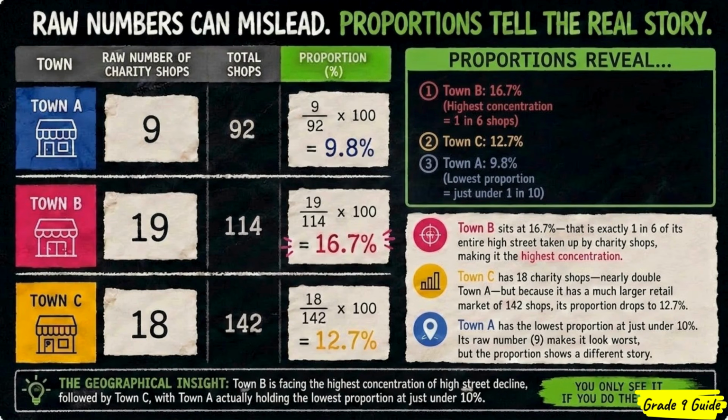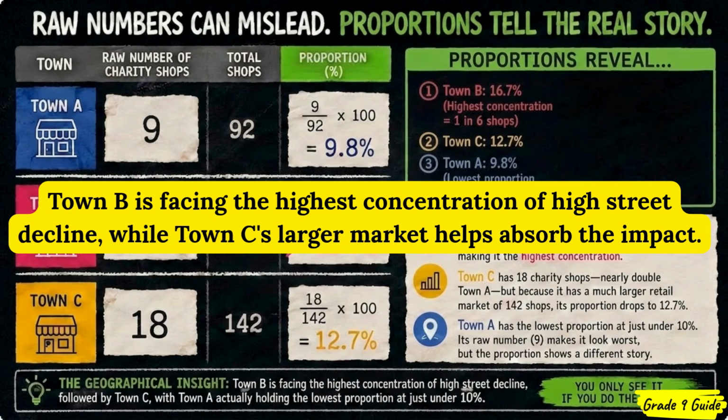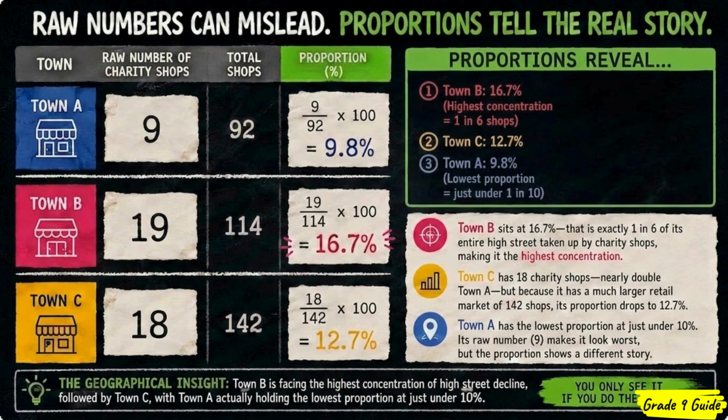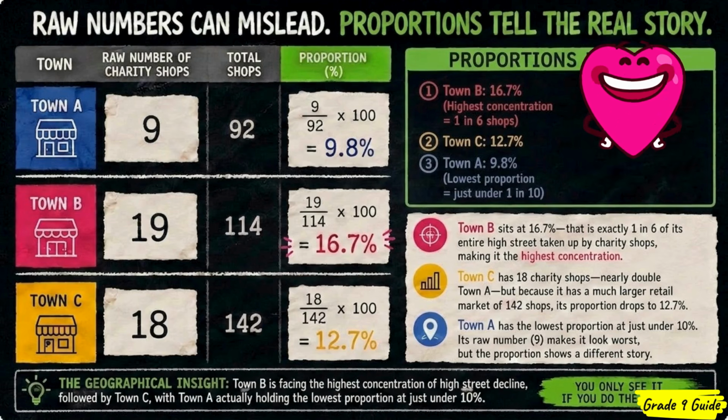Meanwhile, town B, which only has 1 more shop than town C, actually has the highest concentration by far at 16.7%. That is exactly 1 in 6 of its entire high street taken up by charity shops. The raw numbers make town C look like the biggest issue because of its size. The proportions show you the real geographical story. Town B is facing the highest concentration of high street decline, while town C's larger market helps absorb the impact. That is the geographical insight AQA is testing. They want to see if you can look past the total scale and find the real concentration, and you only see it if you do the maths.